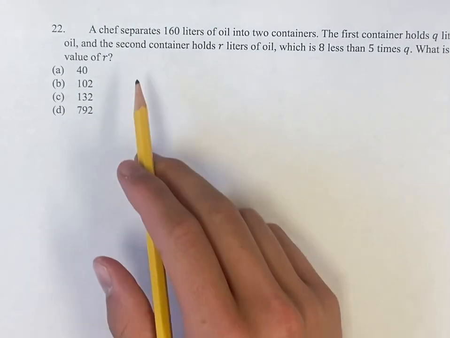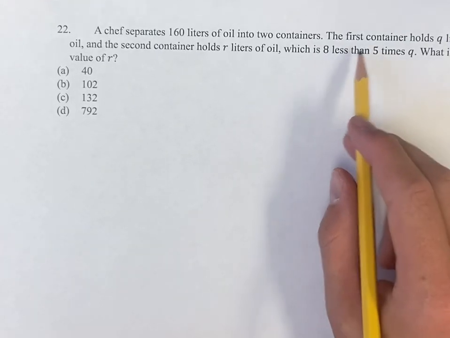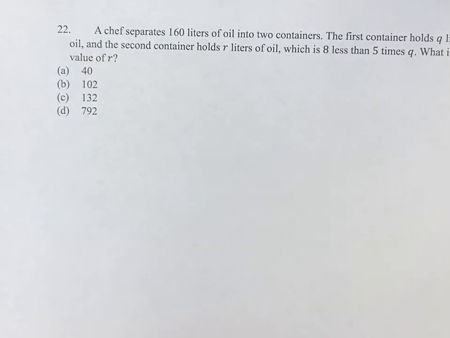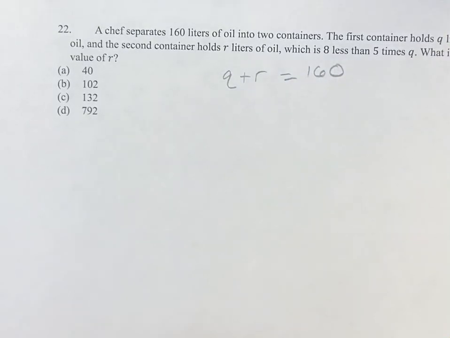In this problem we have a chef separating 160 liters of oil into two containers. The first container holds Q liters and the second container holds R liters. Since we know they add up to 160, we can say Q plus R is 160. Now we're going to need another equation because we have two variables, so you need two equations.